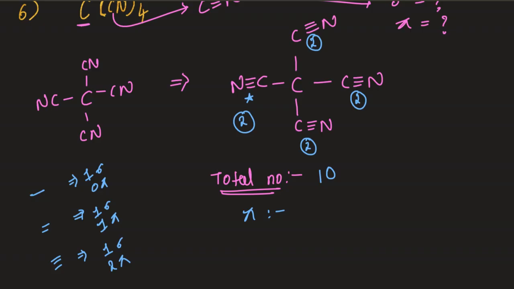Sorry, one minute. The total number of bonds is not 10. How many bonds? 3, 3, 3, 3. Four 3s are 12, 13, 14, 15, 16. The total number of bonds is 16.